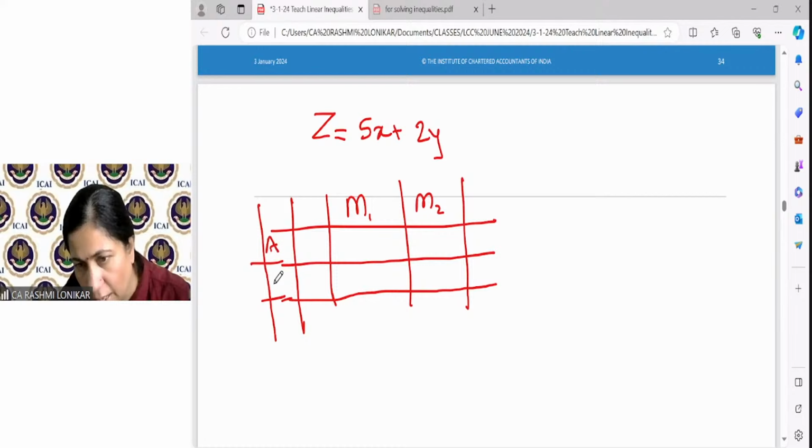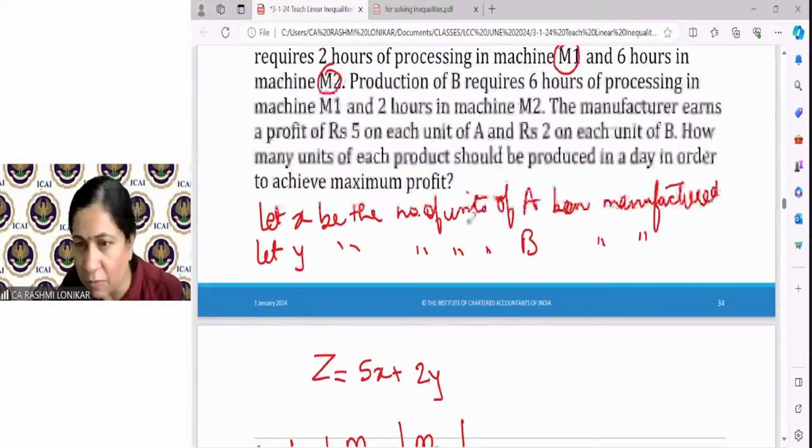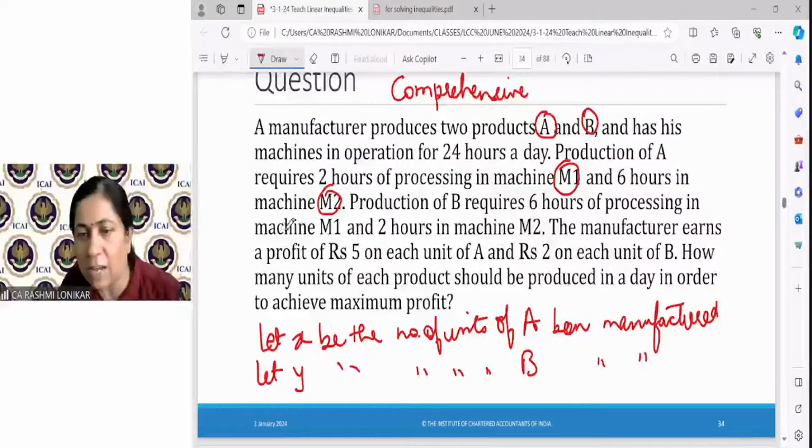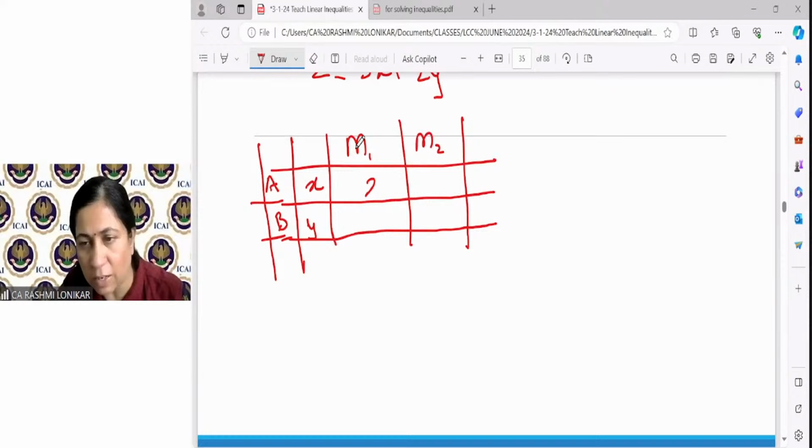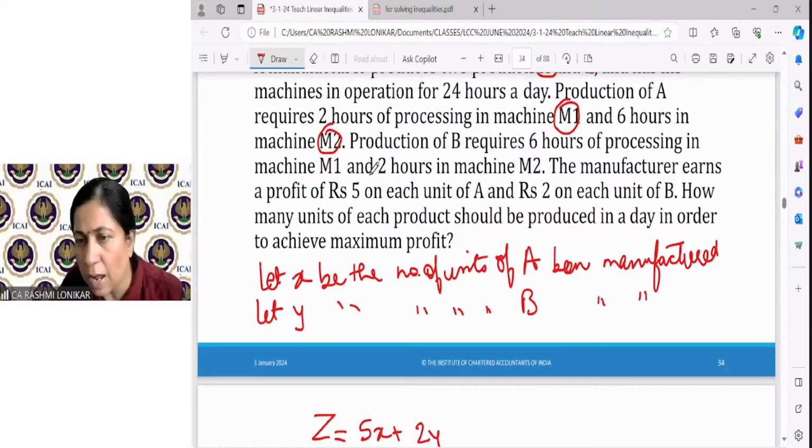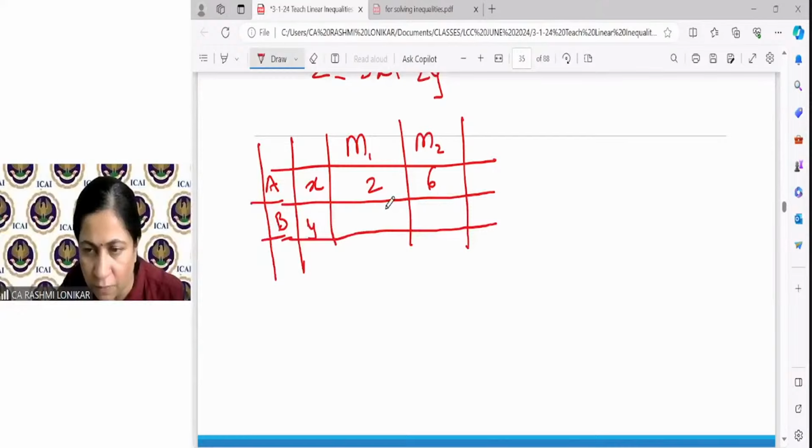So A and B are the two products I'm manufacturing. This is X units of A I'm producing, Y units of B I'm producing. How much time does A require on machine M1? Production of A requires 2 hours of processing in M1 and 6 hours in M2. Okay, if you write this, you won't have any problem. 2 hours on M1 and 6 hours on M2. And B requires 6 hours on M1 and 2 hours on M2.